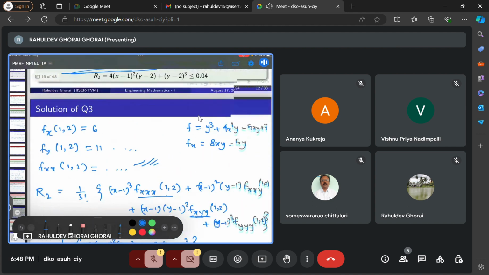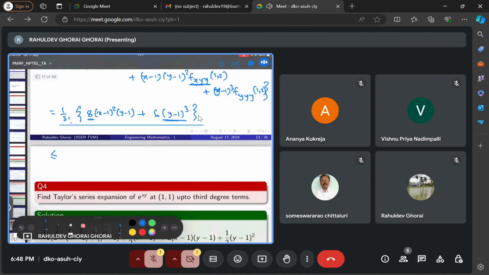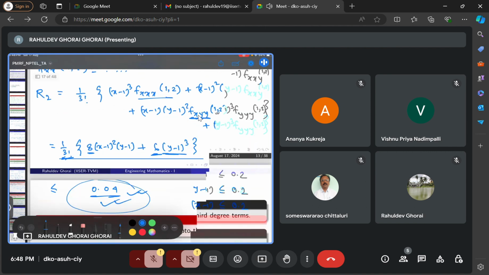So whatever you will get, this x minus 1, this will be 0.04. So try to find out there. So it will be 1 over 3 factorial and this 6 will go. So y minus 1 is also less than or equal to 0.2 and x minus 1 also is less than or equal to 0.2. So you use this and then you will see that the error can maximum be 0.04. It cannot go beyond 0.04.